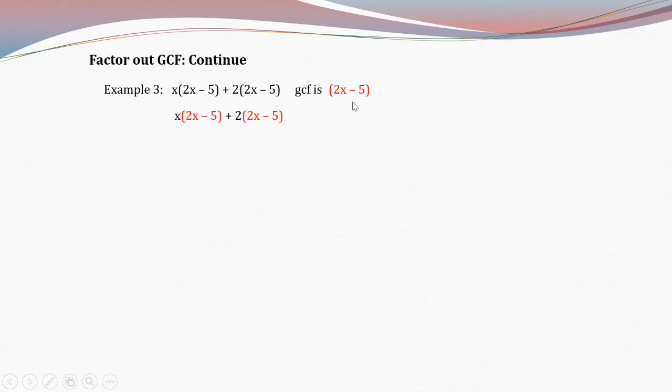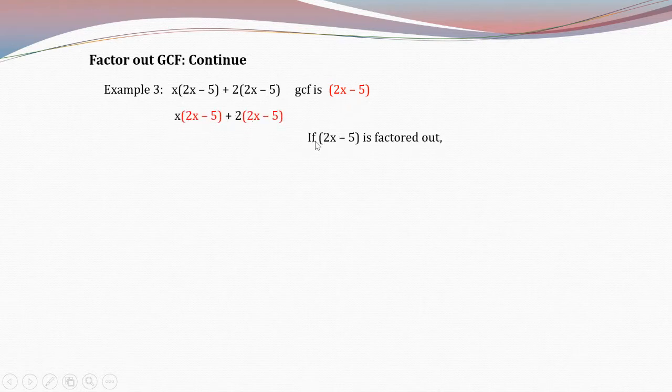Okay? Factor out the GCF continues. Now we have x times 2x minus 5 plus 2 times 2x minus 5. If you notice, this, in parentheses, is called a binomial. So they both have the binomial in common, the 2x minus 5. So the GCF will be 2x minus 5. Right? So they have that in common.